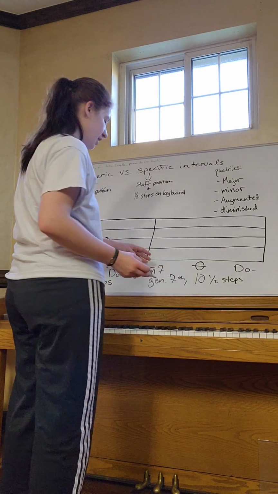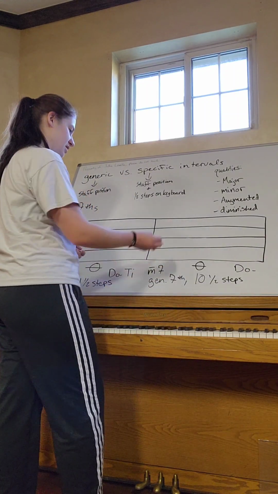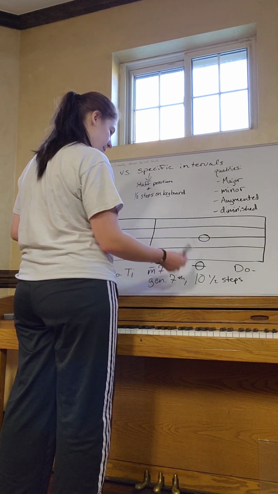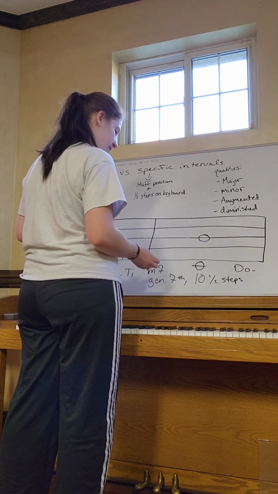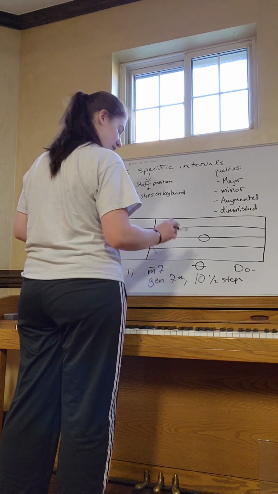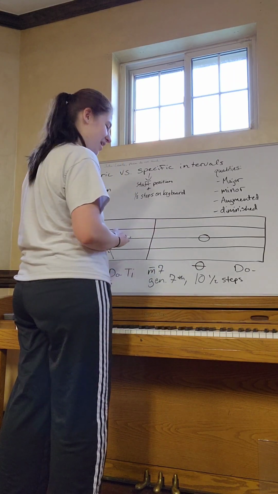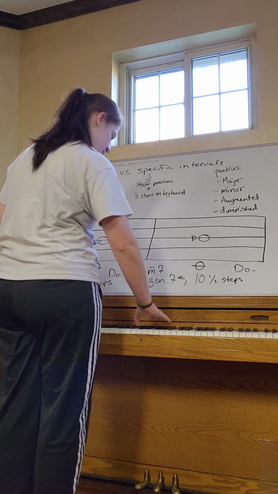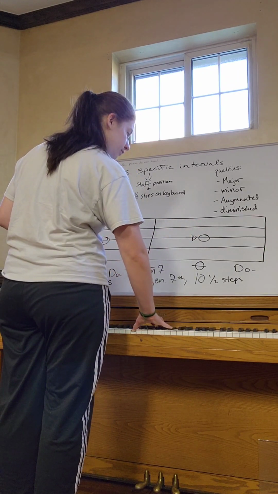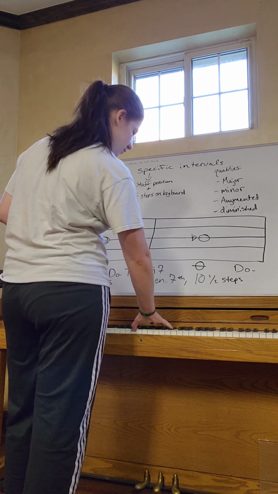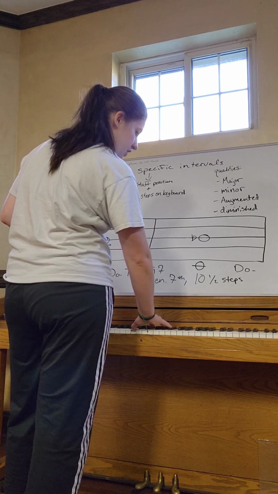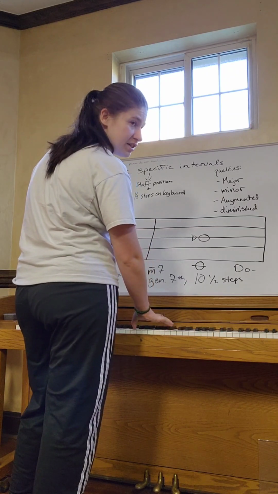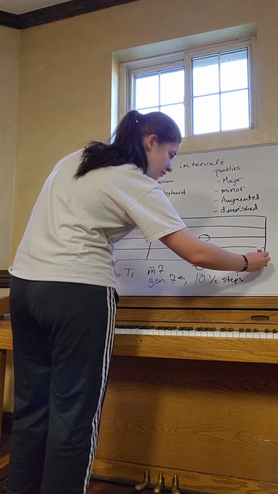All right, so now moving on to a minor seventh. That is a generic seventh, but it's 10 half steps in between. So, that would be a B flat from middle C. Do, take.